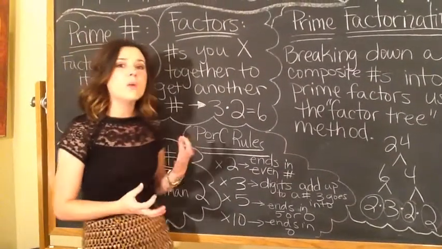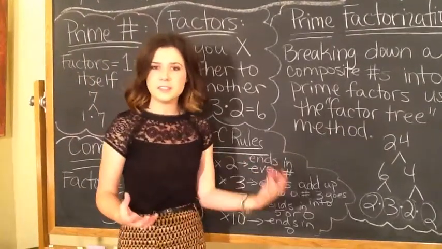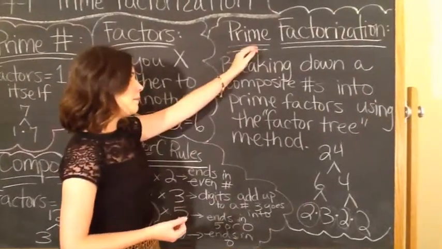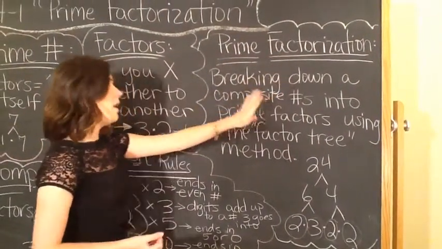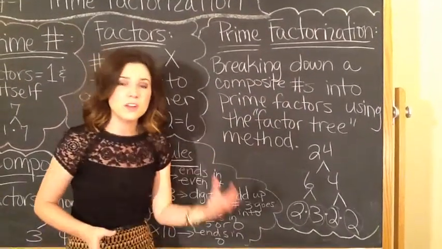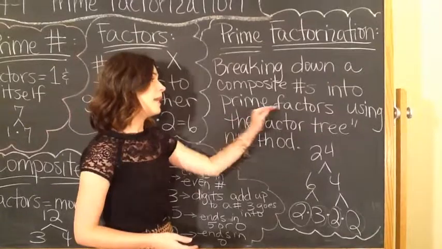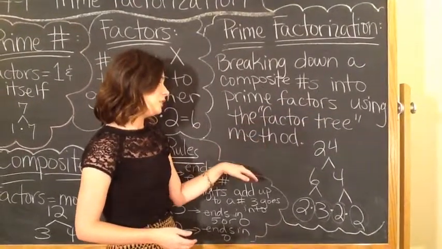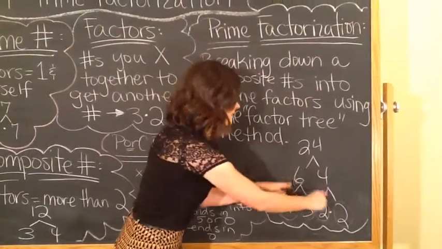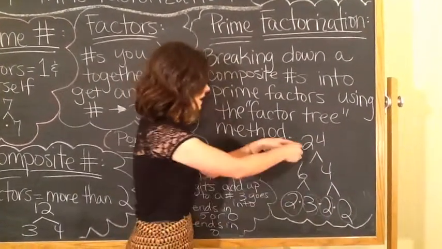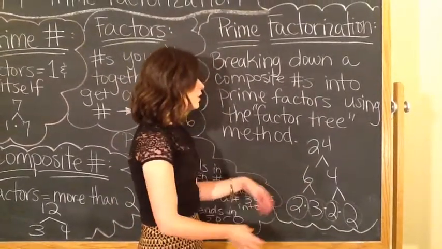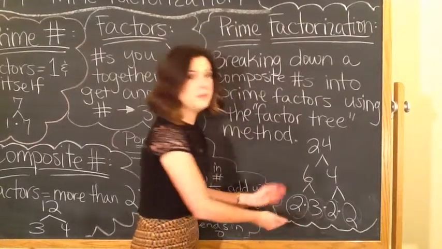Alright, so now what are we going to be doing with these prime numbers and composite numbers? We are going to be factoring them. Prime factorization sounds all fancy, but it basically means breaking down a composite number, a number that has more than one factor, into prime factors using the factor tree method. We're taking this big number and breaking it down, and it kind of looks like a tree. You're breaking it down into smaller roots, into only prime numbers.